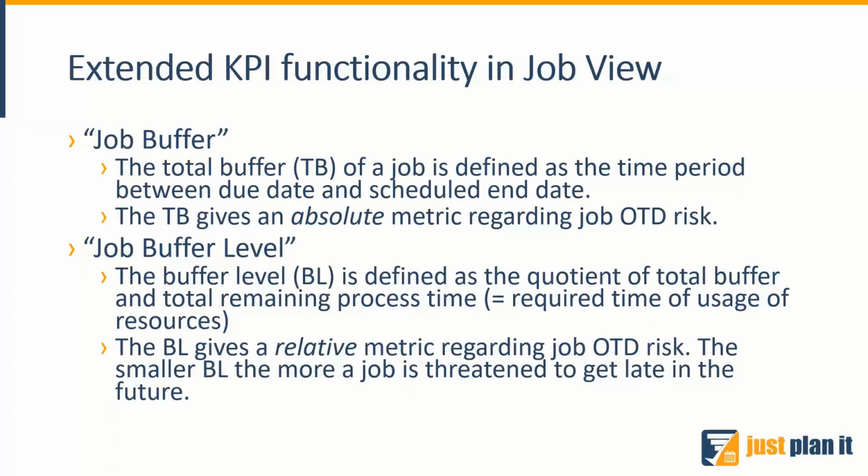In my eyes, if you ask me, I prefer the job buffer level, as especially the MRCT, so the critical path, required time of usage of the resources, is a significant information that you must require, because the absolute buffer is just one side of the coin, right? The other coin is how much time do I need to come there? And hence, the smaller the buffer level percentage is, the more a job is threatened to get late in the future. That's very theoretical. Let's have a more graphical approach on this for a better understanding.